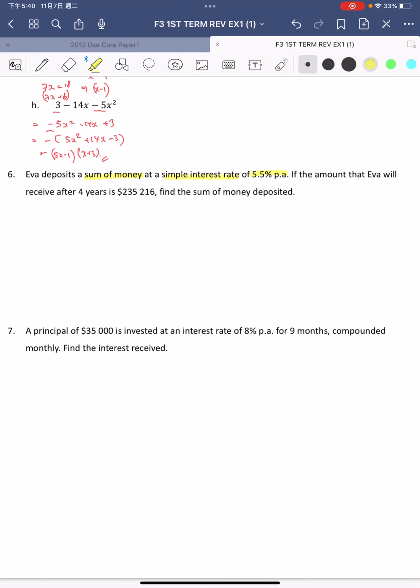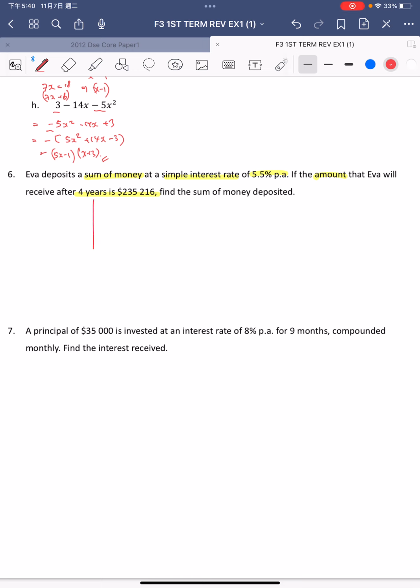So we are now going to do question 6. It's about the simple interest rate. Either deposits a sum of money, which means that we don't know the principal, and the interest rate is 5.5% per annum. And if the amount that either will receive after 4 years is this, then we need to find out what our principal is.